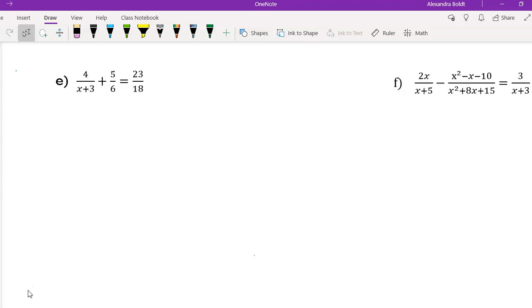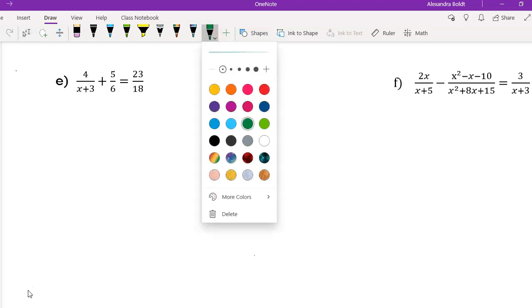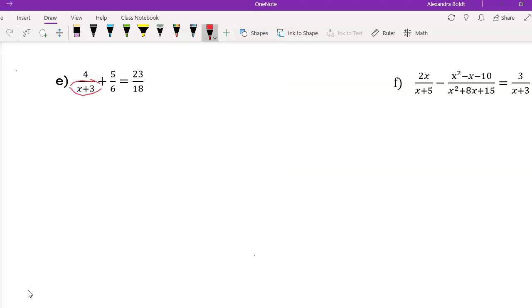Okay. So we're pretty much doing the same thing. First we want to find our LCD, right? So I have this x plus 3. And x plus 3 cannot be broken down. It's a linear factor. It has no greatest common factor, right? So it's not quadratic, and there's no GCF.